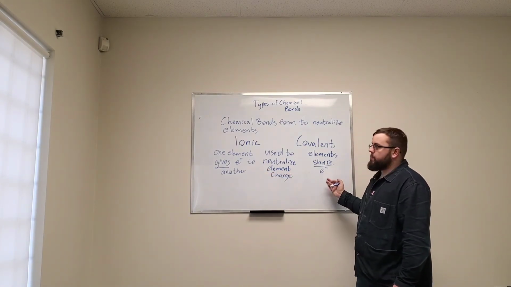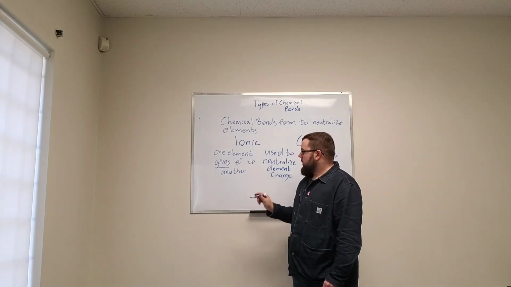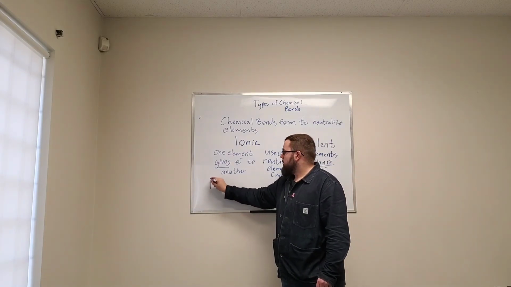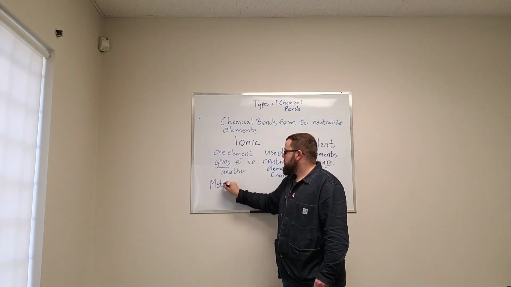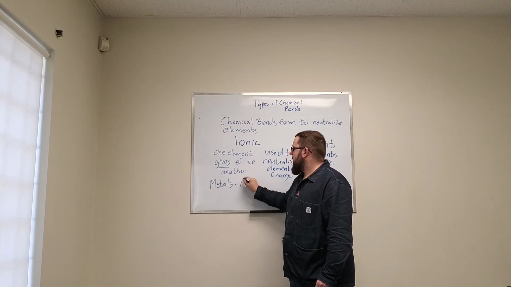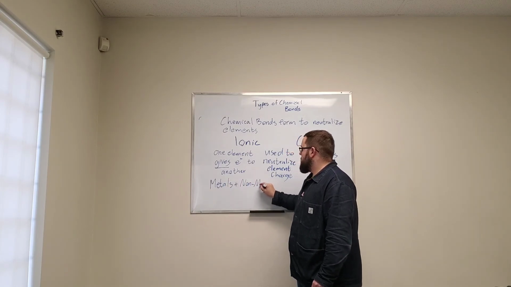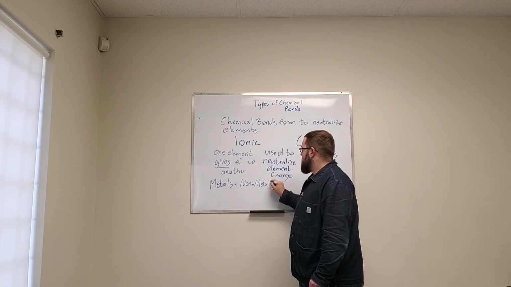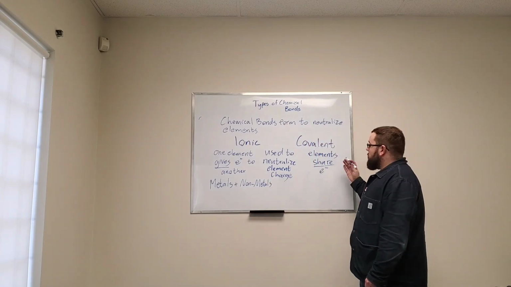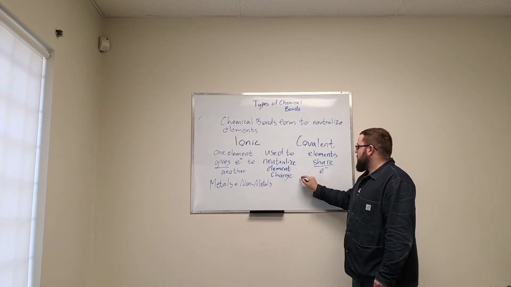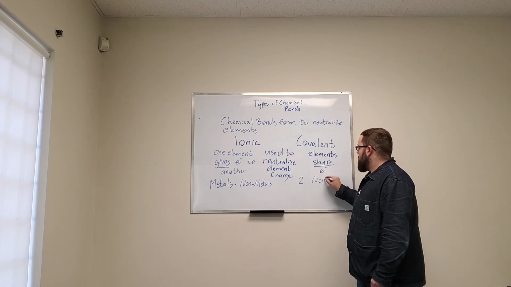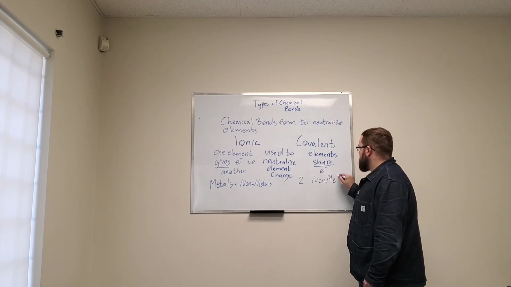One, they share them. Ionic bonds can only happen between metals and non-metals. Whereas covalent bonds happen between 2 non-metals.